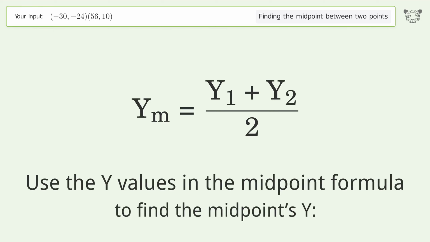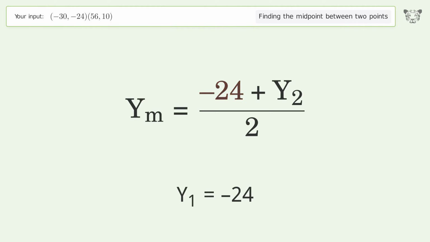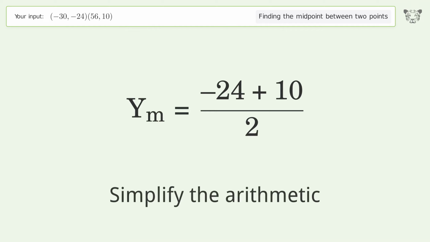Use the y values in the midpoint formula to find the midpoint's y. y1 equals -24. y2 equals 10. Simplify the arithmetic.